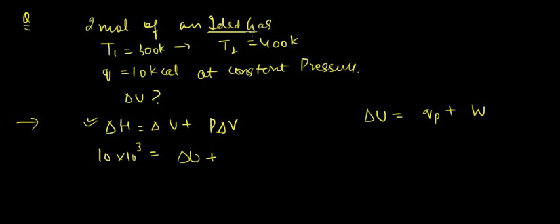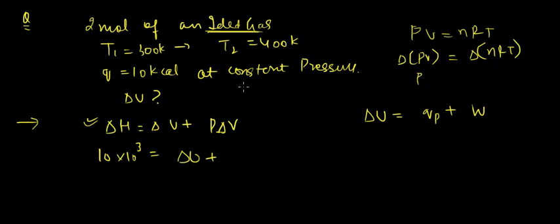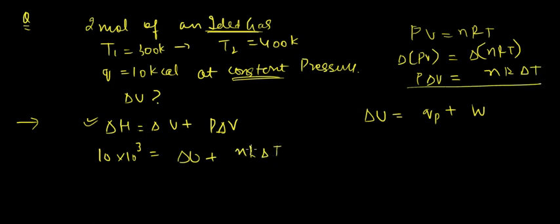As it is an ideal gas, we can write that PV equals nRT, and if we take the delta on both sides, then delta PV would be equal to delta nRT. It is at constant pressure, so P delta V would be equal to nR delta T. Just put the value of nR delta T here. Delta T is 100, you know the value of R, you know the value of n, 2 moles. Delta U can be calculated from the same. I'll leave the calculation part up to you.